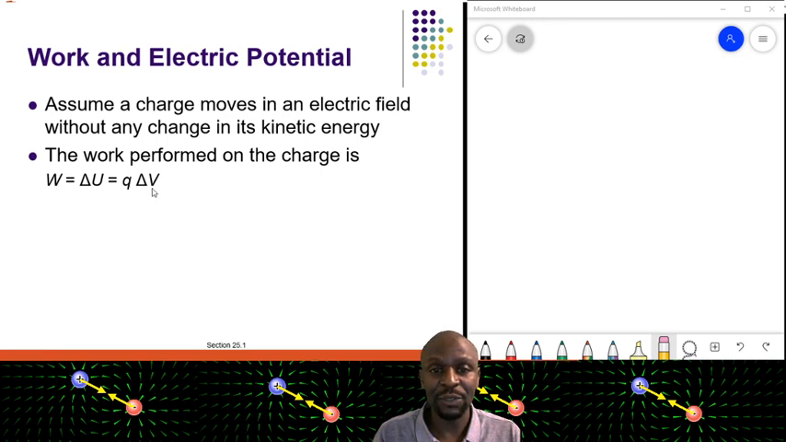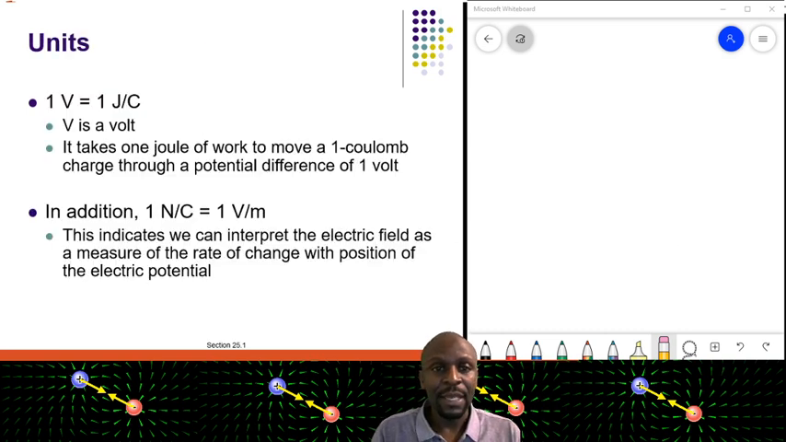This is the equation that you know from your high school. The work done is nothing else but a change in potential energy. Now the unit of the electric potential is V, termed the volt. 1 volt is equivalent to 1 joule per coulomb. It takes 1 joule of work to move 1 coulomb of charge through a potential difference of 1 volt.